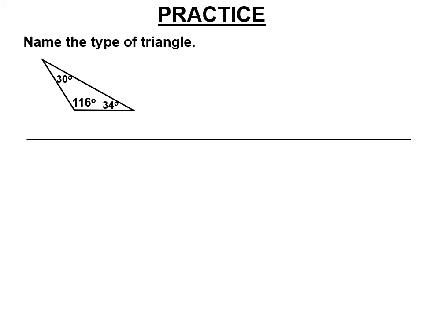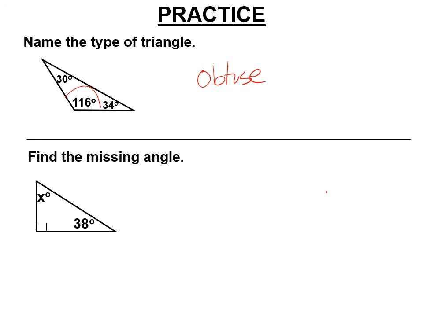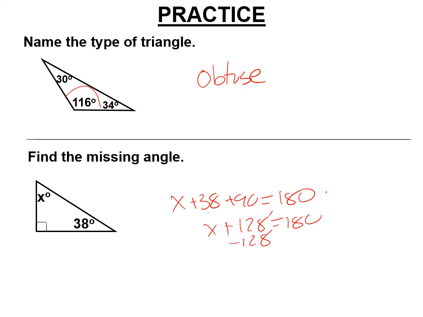Name the type of triangle. Angle bigger than 90 must be obtuse. Find the missing angle. So x plus 38 plus 90 equals 180. That's x plus 128. Subtract 128 from both sides. And I'm getting 52 degrees for x.